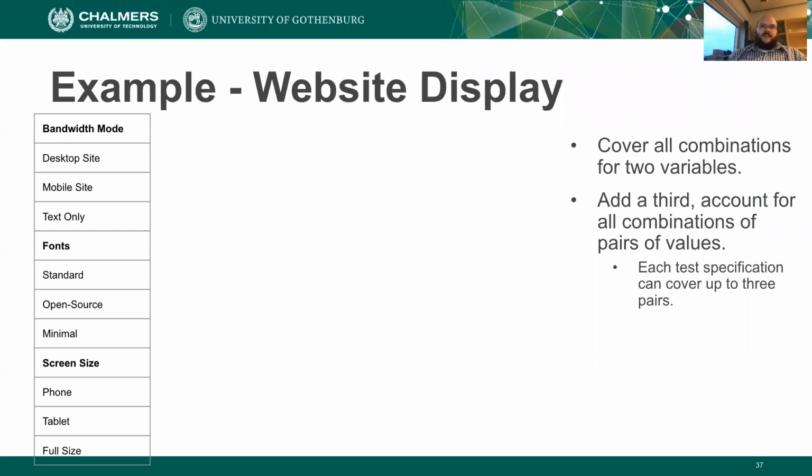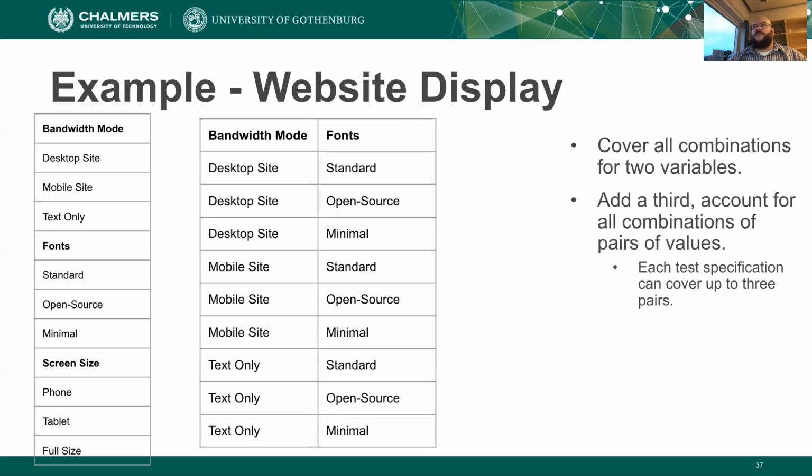So if we take a look at our website display again, and we start with just 3 variables, we can start with the bandwidth mode, the fonts, and the screen size. 3 of those, 3 values each, so in total 27 different combinations that you could get. But we can cover this in fewer, as we just saw. So we could start with bandwidth mode and fonts. And there's 9 ways that those can combine: desktop site with standard, desktop site with open source, desktop with minimal, mobile standard, open source, and minimal, text only with standard, open source, and minimal. So 9 tests can cover all combinations of these 2 variables.